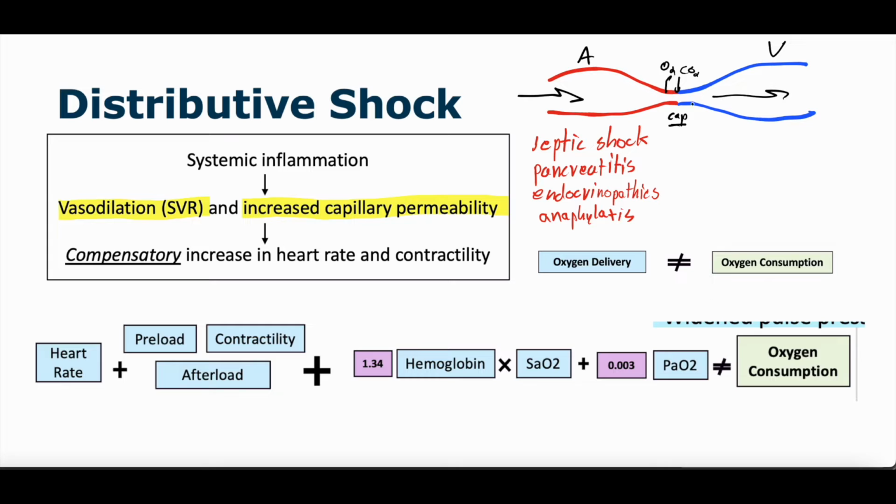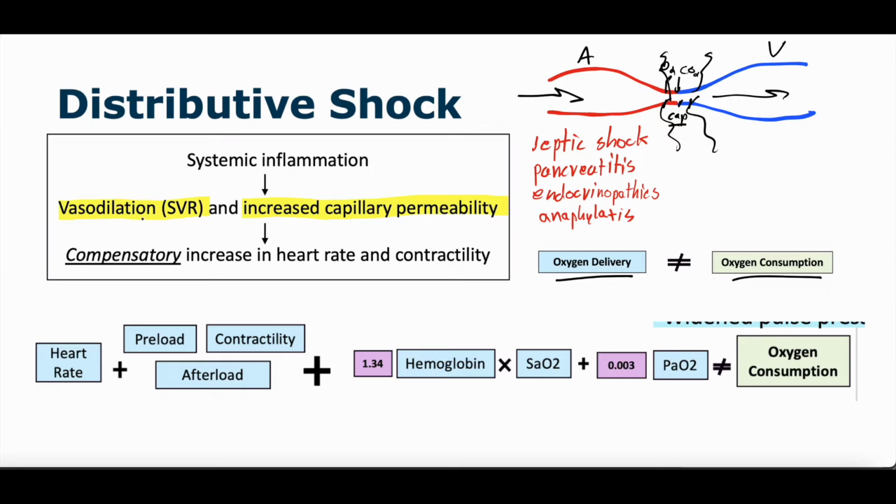Well, these capillaries start to get more leaky, right? They start to have kind of more gaps in them. So then fluid can flow into the tissue to get increased capillary permeability. If we look down here, this equation, this is from the first video. It's the oxygen delivery versus oxygen consumption equation. Because we said shock is that you can't deliver enough oxygen for the amount being consumed.